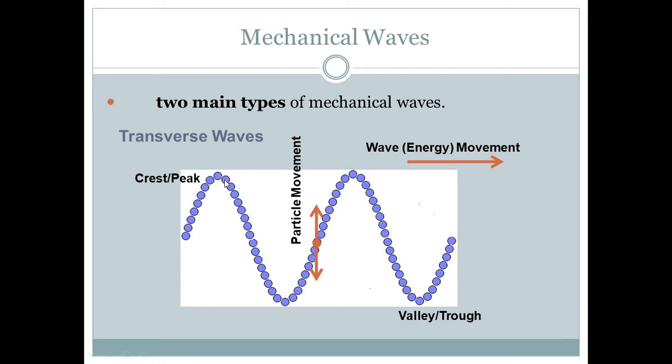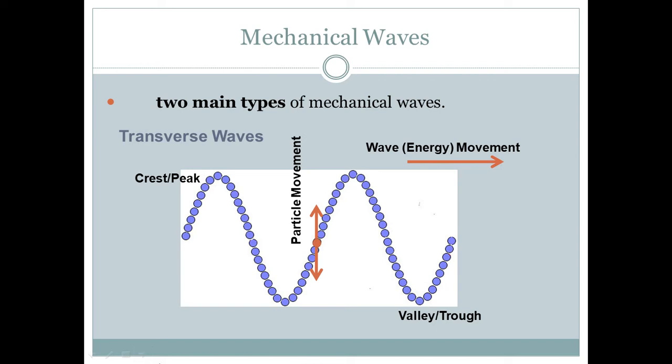A top part of a wave is called a crest or a peak. A bottom part of a wave is called a valley or a trough. The particle movement is up and down, and the wave energy moves at a very particular speed based on the medium. You might want to write that down somewhere: the speed of the wave is based on the medium exclusively. It's not about how much energy you put into it. It is literally just what type of material that medium is made out of.